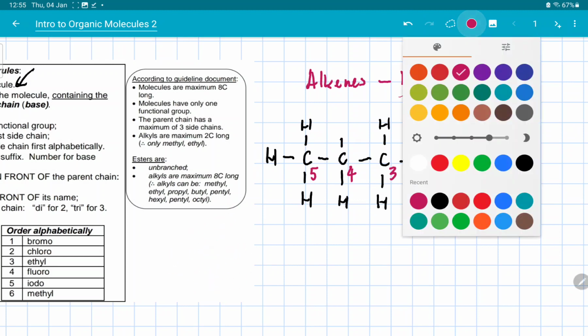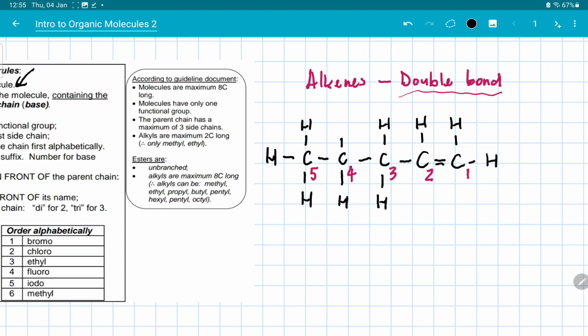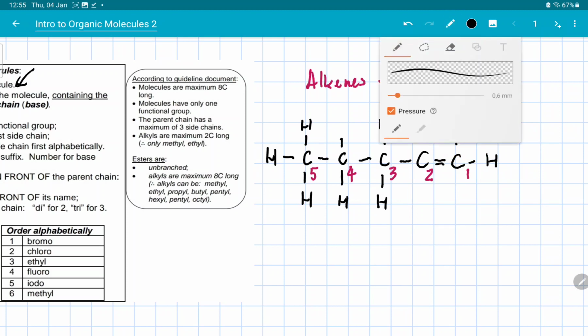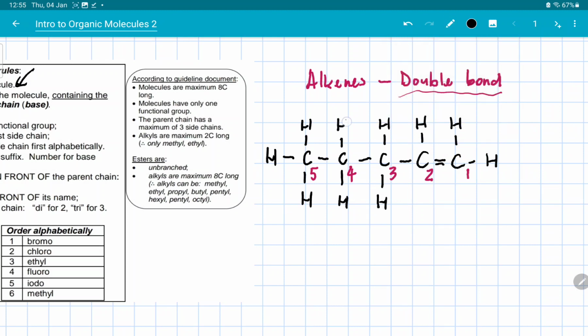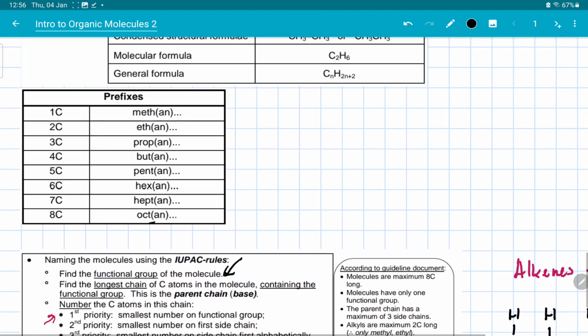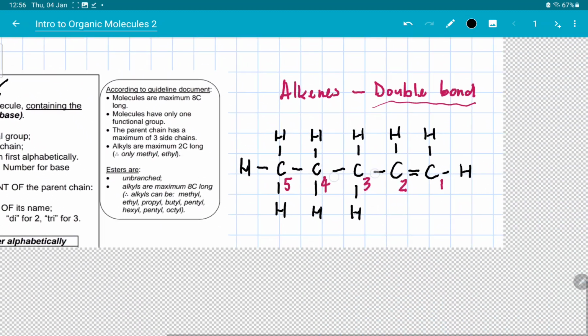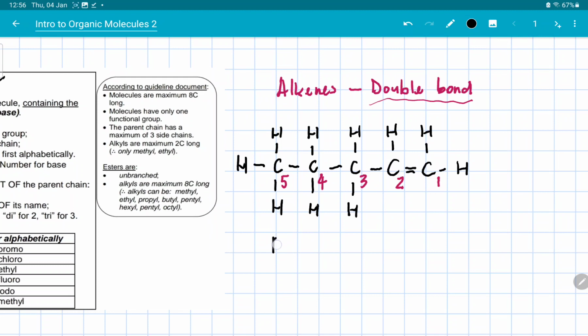We will just be focusing on the alkene without a side chain. Because our parent chain has 5 carbons, 5 carbons gives us pent. So it means that when I name, I'm going to say pent.